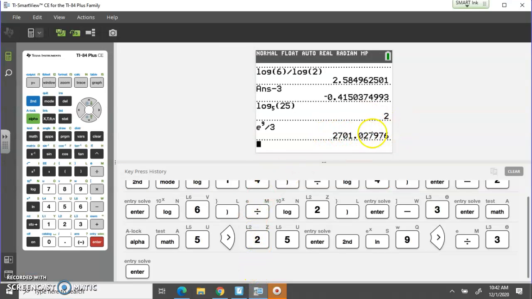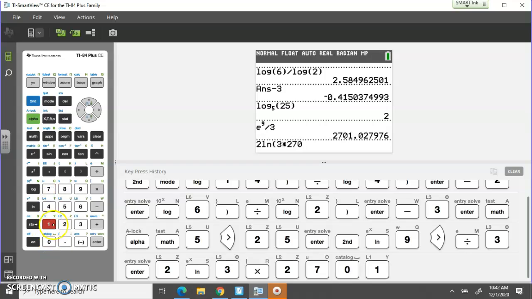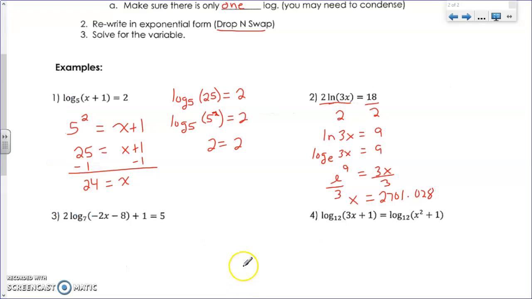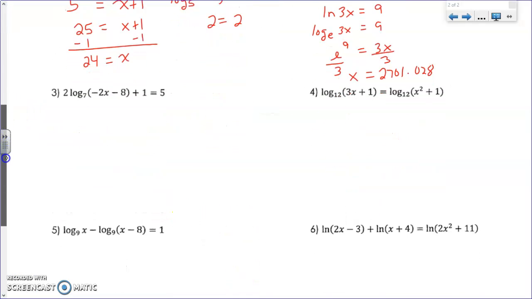Now if you go to check this with your calculator, realize that if you round this, it's going to be rounded. If you were to put that back in, 2 ln 3 times your rounded number, 2701.028, it's going to give you approximately 18, with a little bit more. That's because this is rounded. So realize that it's not going to give you an exact answer unless you pull in the previous answer. But it should be close because we rounded. Just a quick reminder about those rounding rules.